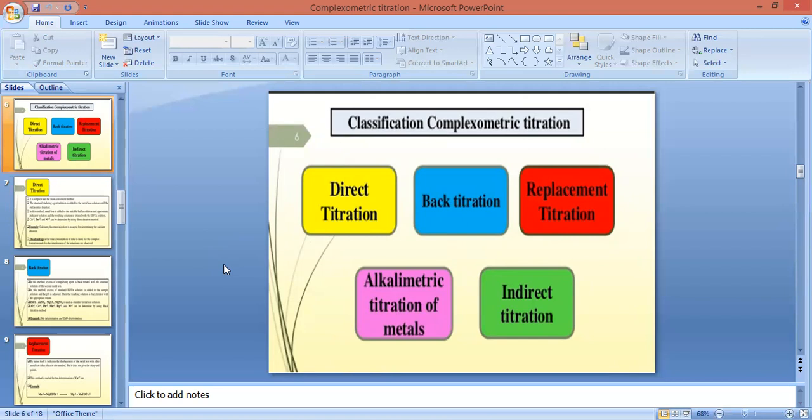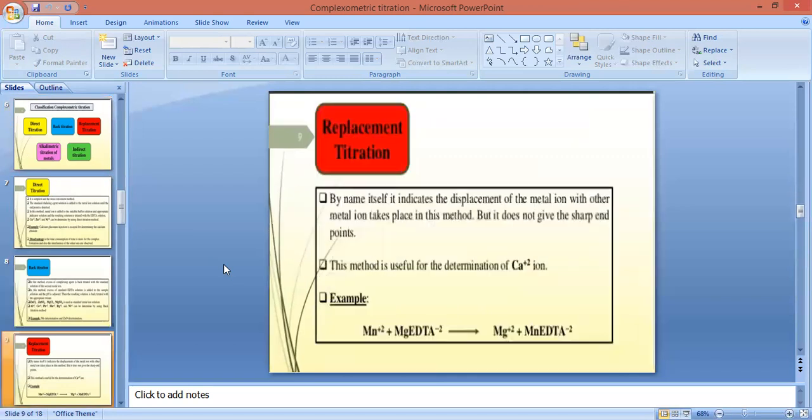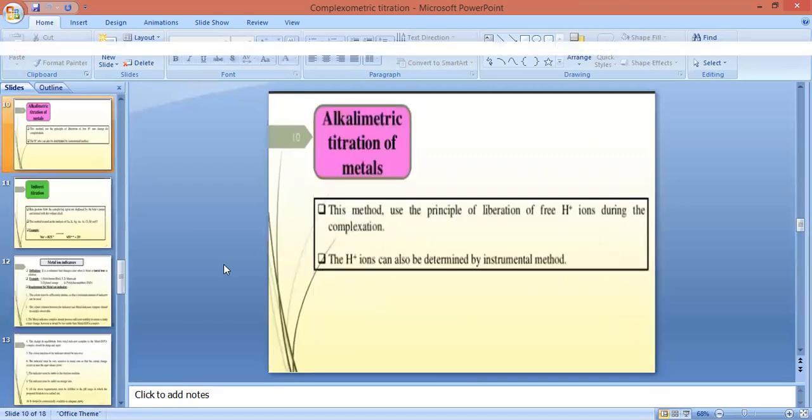Next, the fourth, alkalimetric, and the fifth, indirect type of titration, are nearly the same. When there is formation of a complex between the metal ion and the complexing agent, protons or acid are liberated. The liberated acid or proton is neutralized with the help of a standard solution of alkali. So we have studied one by one all 5 types of complexometric titration, and the examples that come under them.